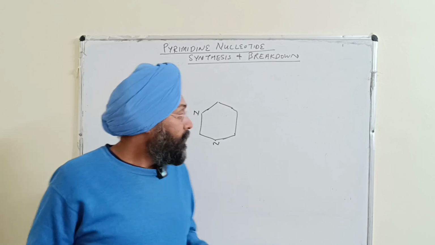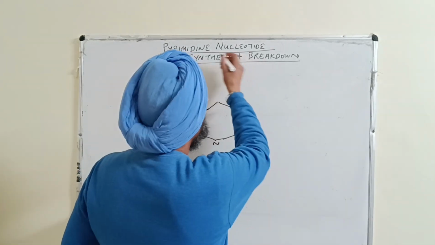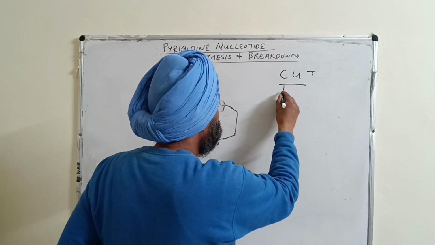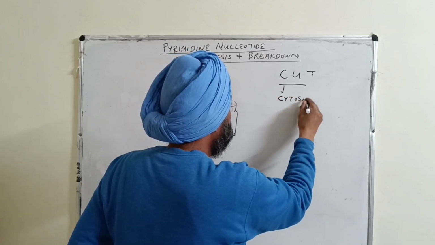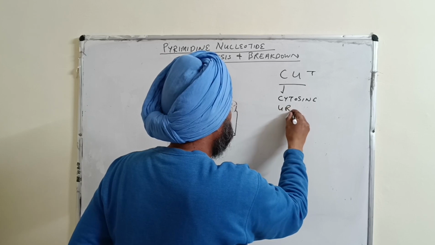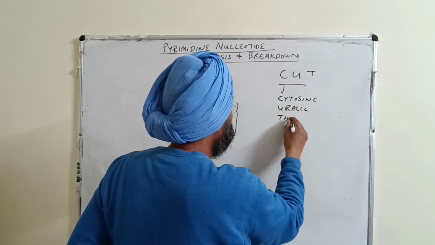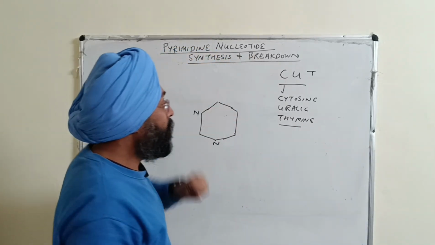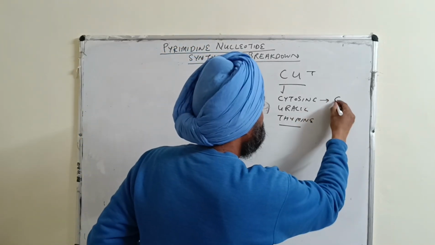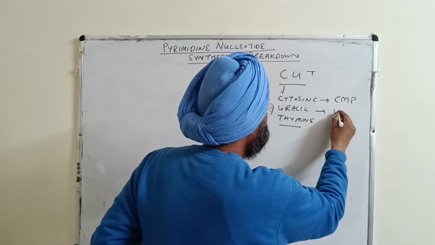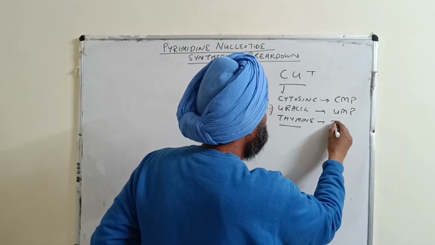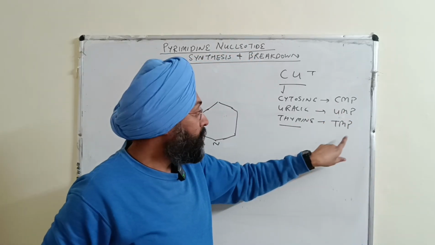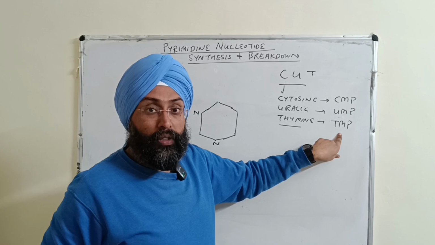Okay. So, first of all, how to remember the name of pyrimidines? CUT, cut. C for cytosine, right? Then U for uracil and T for thymine, right? So to convert them into their corresponding nucleotide, use CMP, UMP, and TMP. So cytidine monophosphate, uridine monophosphate, and thymidine monophosphate, right?